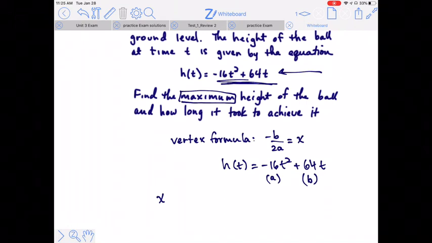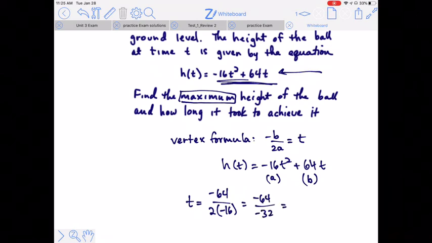Now x is just the generic variable that's most commonly used. In this particular function though, we don't have an x value, we have a t value, so the vertex formula here is opposite of b over 2a is equal to t rather than x. So I'm going to say t equals the opposite of b, which is negative 64, divided by 2 times a, which is 2 times negative 16. So this is negative 64 divided by negative 32, which is 2.